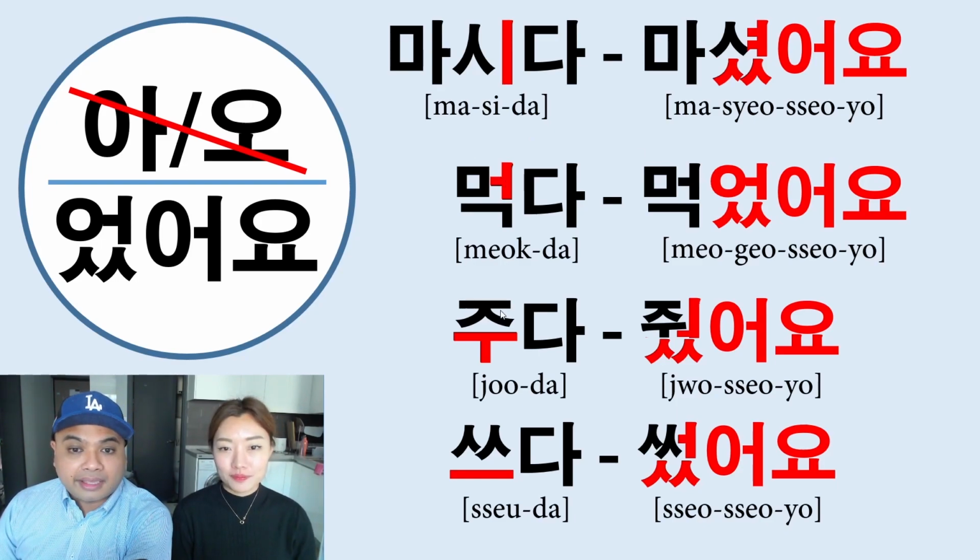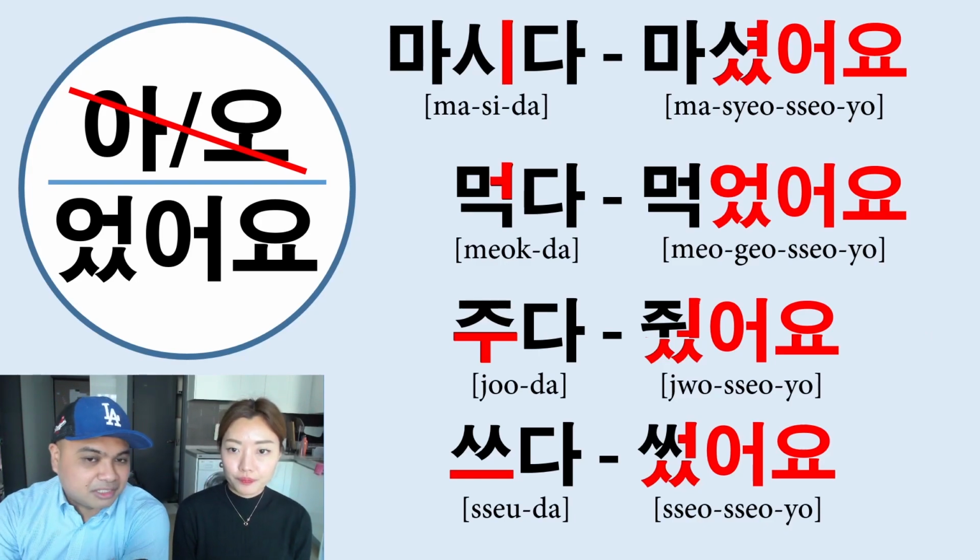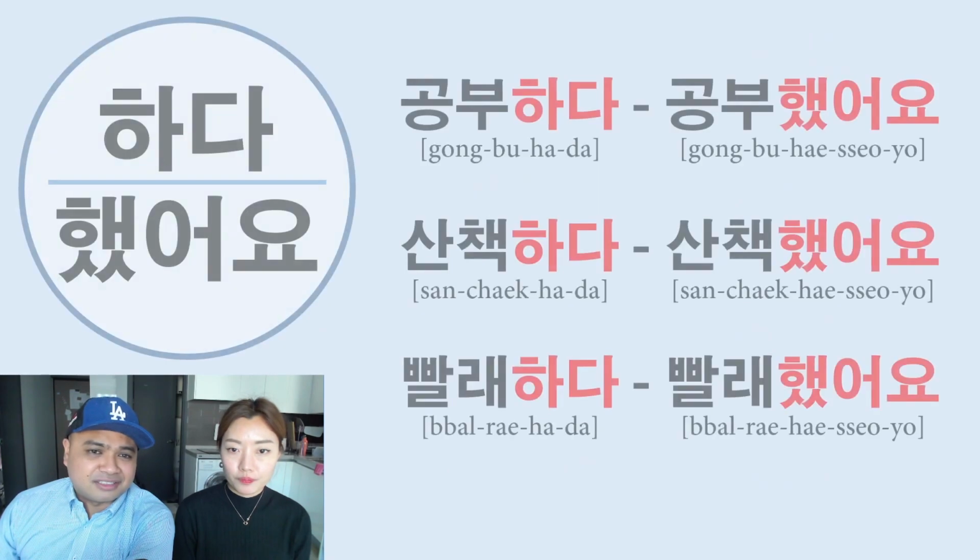먹었어요. And 주다. 주다 means to give. And to say it in the past tense, 줬어요. 줬어요. Okay? And 쓰다 has a few meanings, but this time I guess we'll say to write. If you want to say I wrote, you need to say 썼어요. 썼어요. Okay?